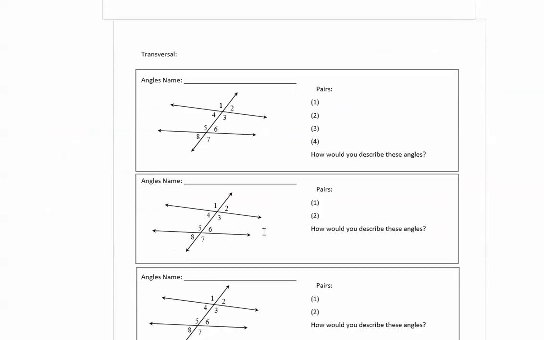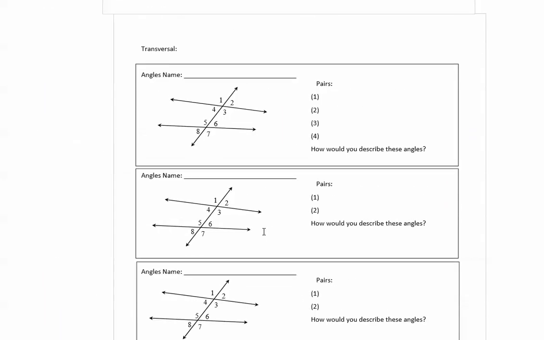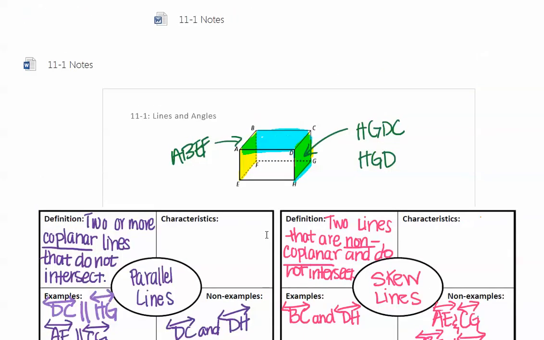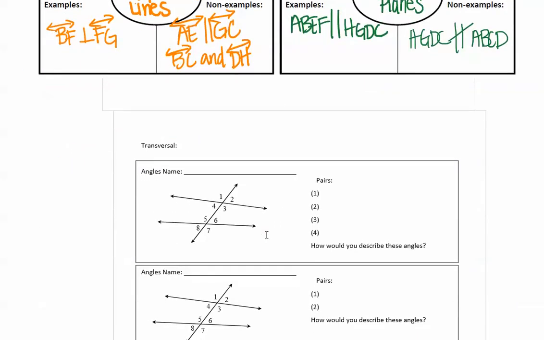Okay, so now let's move on to the second page. The second page, we're looking at some names of angles in 2 dimensions. So this is in 2 dimensions. This is more looking at it in 3 dimensions. Okay, so what I mean by 2 dimensions is flat. So no 3-dimensional stuff going on here.